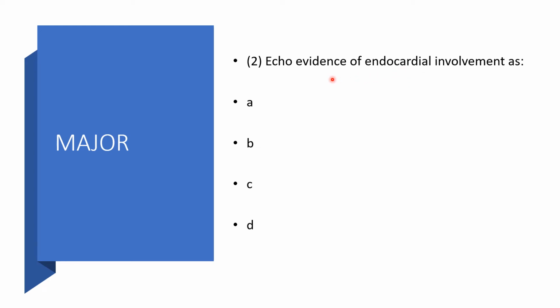Then that could be in 4 different ways. Echo could show us vegetation on the valve or endothelium. That is acceptable. Or the echo is showing abscess. Or the echo is showing prosthetic valve dehiscence, or there is new valvular regurgitation. If echo is showing any of this, that is a major criterion.